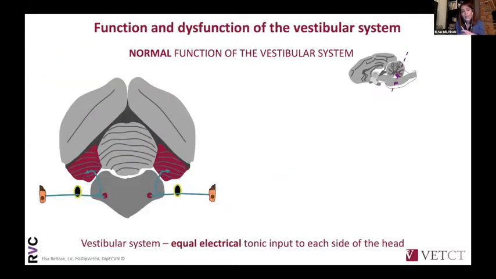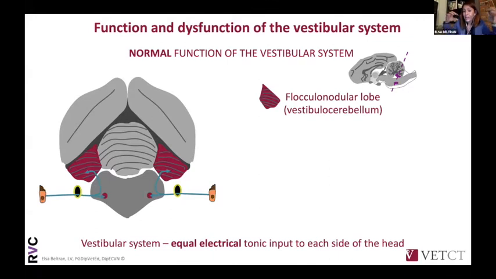So all this evaluation of the cranial nerves can help you to see if you have a central or peripheral problem. And this is mainly very basic anatomy, but now going to the function, we need to think a little bit like electrical activity. So the vestibular system has equal electrical activity, and the areas that are involved, as we said, are the crista ampullaris, all these receptors in the inner ear, the saccule, the macula, and then we have the vestibular nuclei, and then the flocculonodular lobe in the cerebellum.